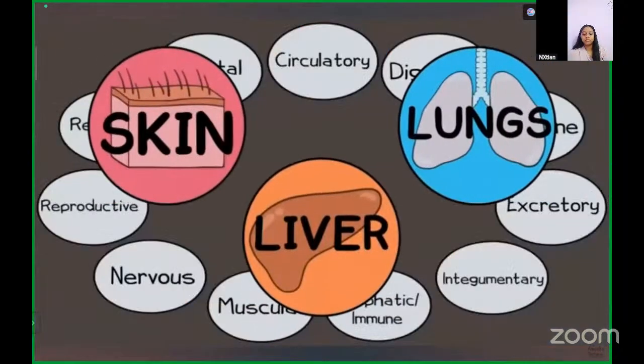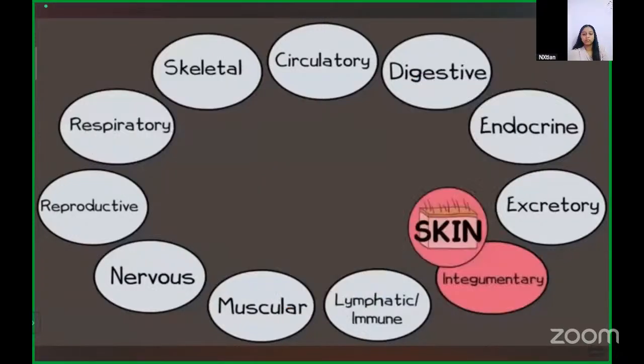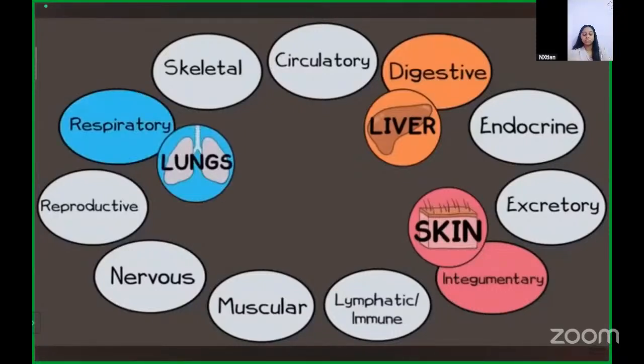And those organs are also involved in other systems. Remember, body systems don't work in isolation. The skin is an organ of the integumentary system. The liver is an accessory organ in the digestive system. Lungs are organs of the respiratory system.